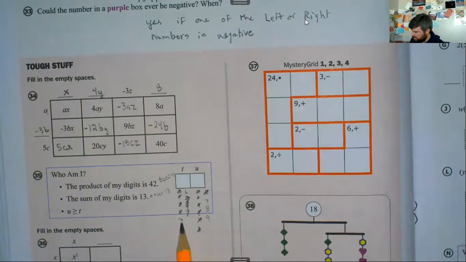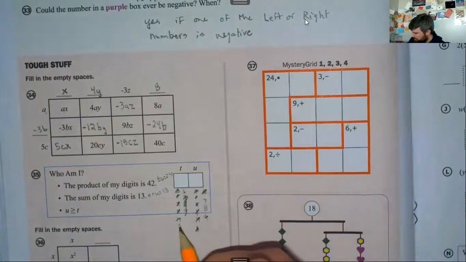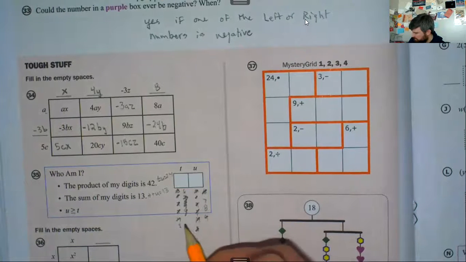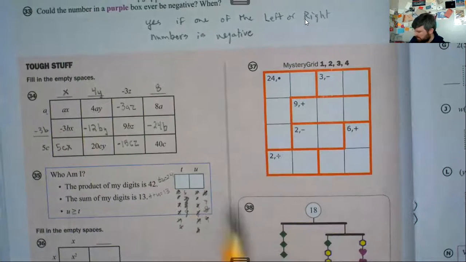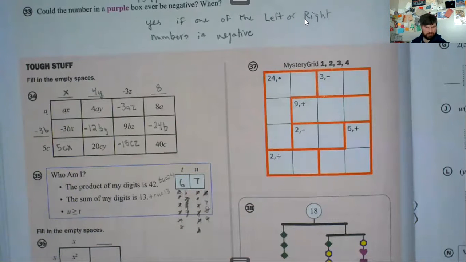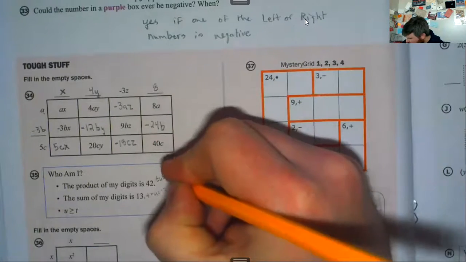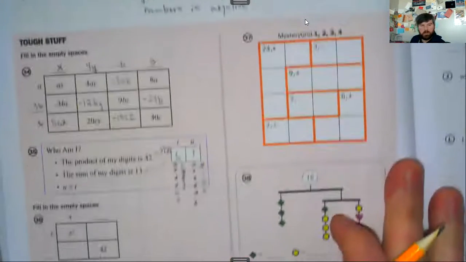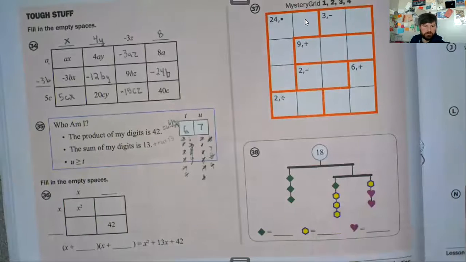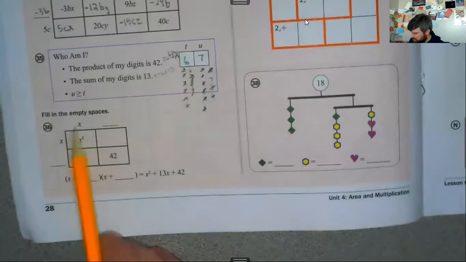So 4 times 9 is 36, so I can't do that one. 5 times 8 is 40. And then the last one would be 6 and 7. So 6 times 7 is your 24. Or sorry, it was 42. And 6 times 7 is 42. Fill in the empty spaces. So you've got X times X is X squared.